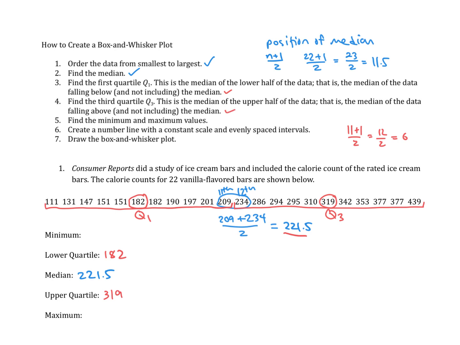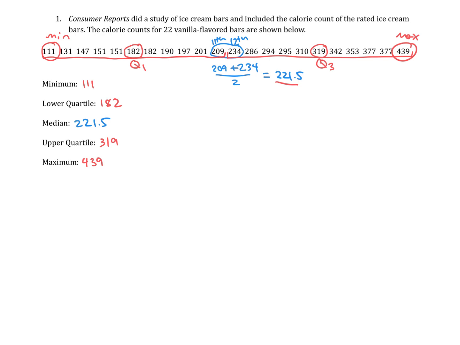And then we find the minimum and maximum values. So the lowest number is the minimum. That's 111. And the highest number, 439, is the maximum, or the highest value. Now that we've completed our 5-number summary, we are going to make our box and whisker plot.